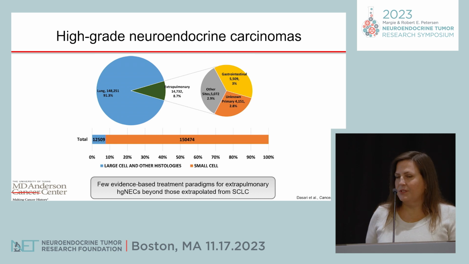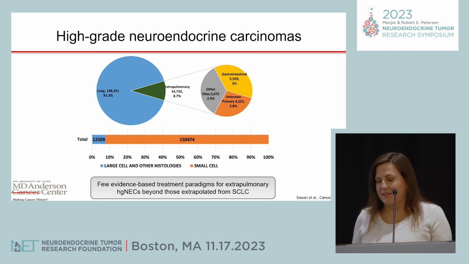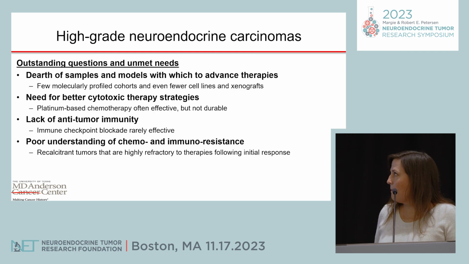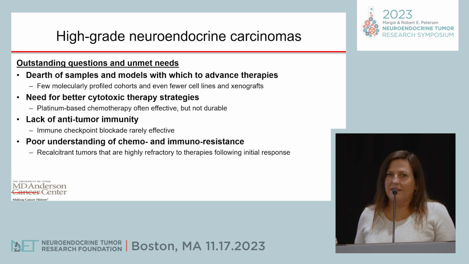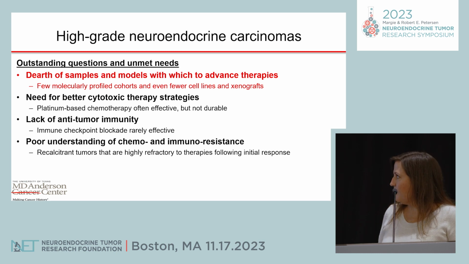Typically, these are either large cell or small cell in histology. Currently, there are few evidence-based treatment paradigms for extrapulmonary high-grade NETs beyond those that are extrapolated from small cell lung cancer. These are some of our top questions and the serious unmet needs for high-grade neuroendocrine carcinomas. Primarily, there is an absence of samples and models with which to study this disease.